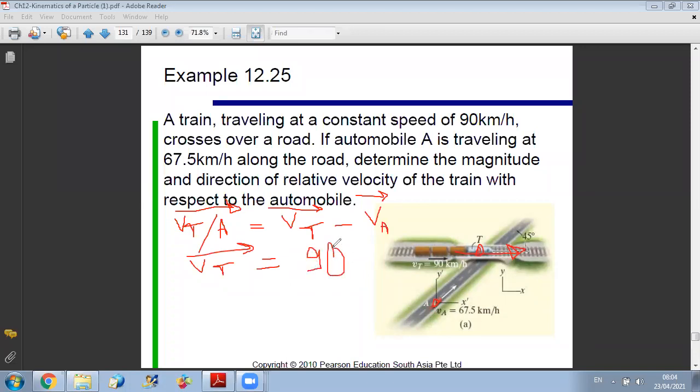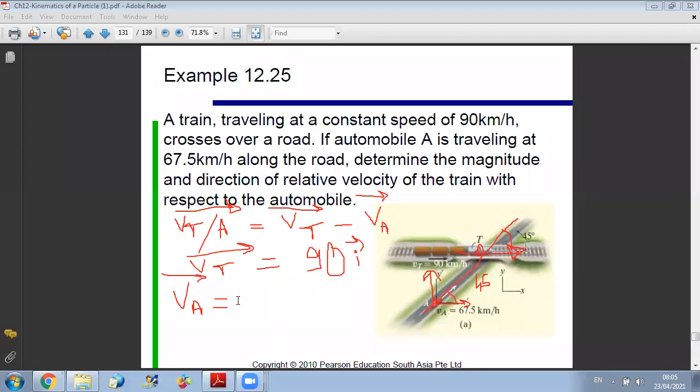While for the car, it's moving along an inclined path. So to find components, I should decompose VA into two parts, one along I, one along J. Since I know that the angle here is 45 degrees, I can write simply that VA is 67.5 cosine 45 I plus 67.5 sine 45 J.